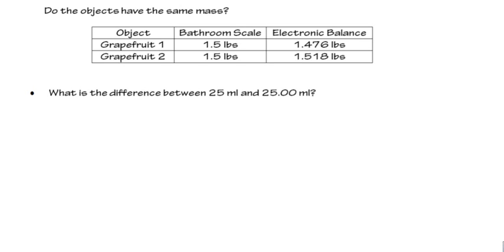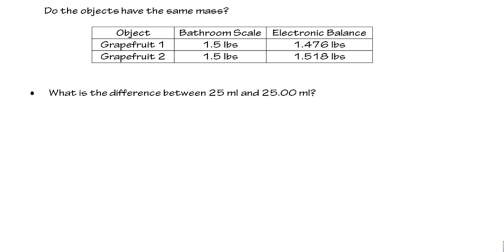Awesome. The bathroom scale must only have 1 decimal spot. On the bathroom scale, it looks like they both have the same measurement, 1.5 pounds. However, if I have the opportunity to use an electronic balance that allows for more precision, a more detailed measurement, now I can see that those measurements are not exactly the same. If I'm rounding them to the nearest tenth, then yeah, they're both going to round to 1.5 pounds. But if I'm able to leave more precision, great. Then no, those are not the same.